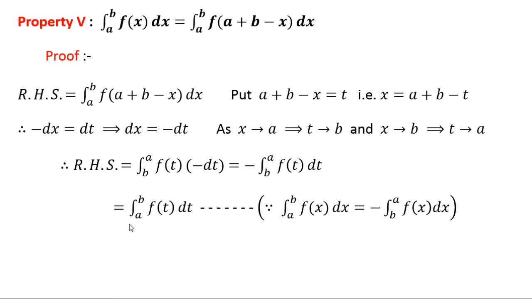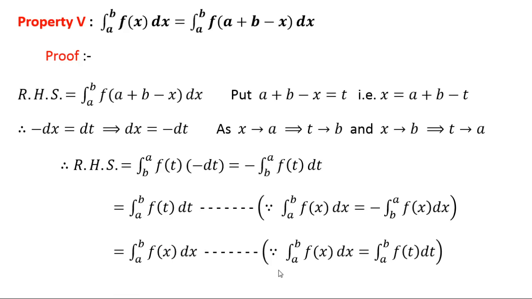Now I will make use of that fourth property. Variable is immaterial means we can change this letter t into x, using this property, and this is the integral in the left side. We had started from the right side and obtained the left hand side. So this proves the property.